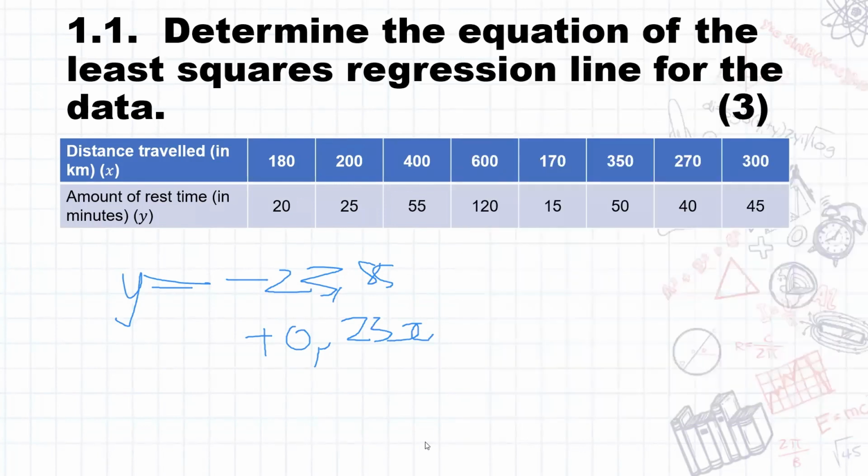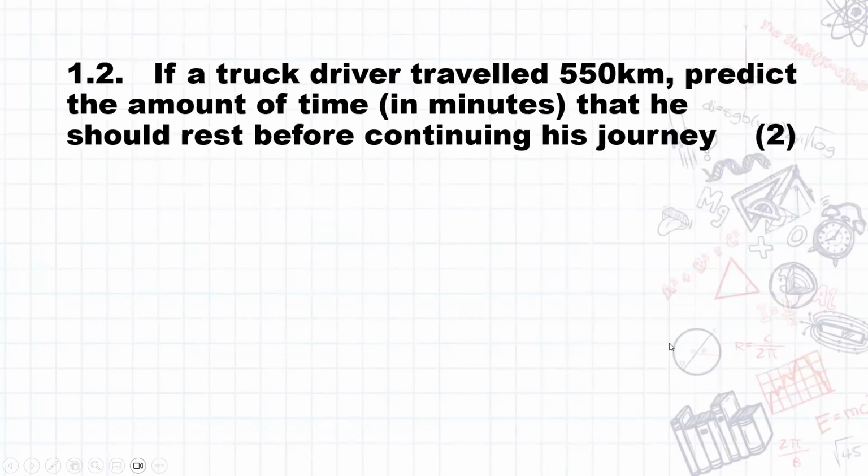All right, the next question says to us, if a truck driver traveled 550 kilometers, predict the amount of time in minutes that he should rest before continuing his journey. So there are 2 ways to answer this question. The first way is to just substitute into the formula. So we are given 550 kilometers. In other words, we're given the x and we're looking for the y.